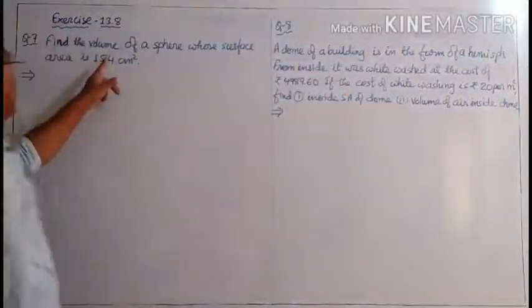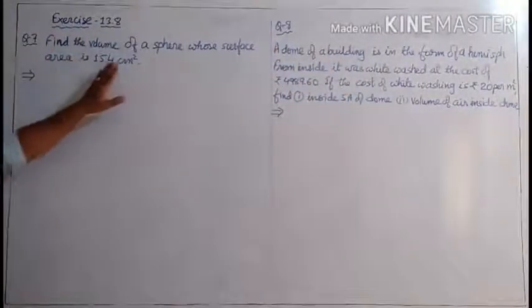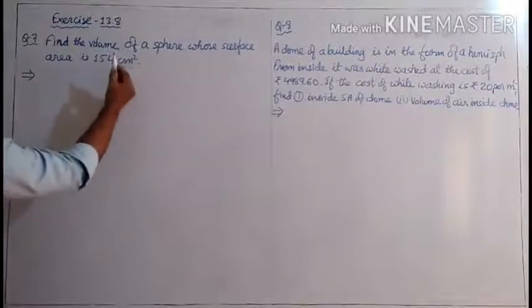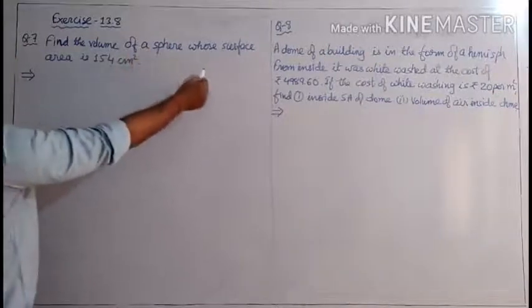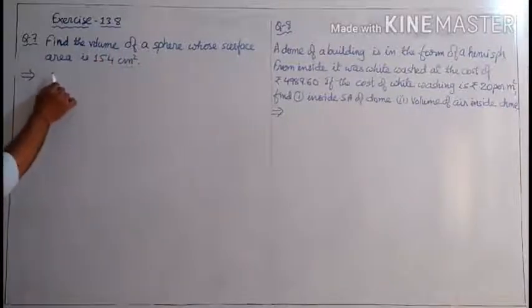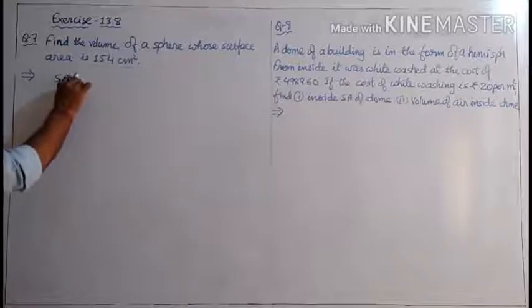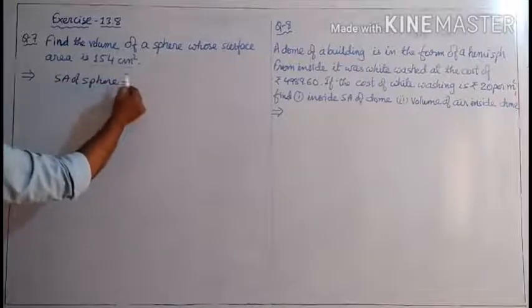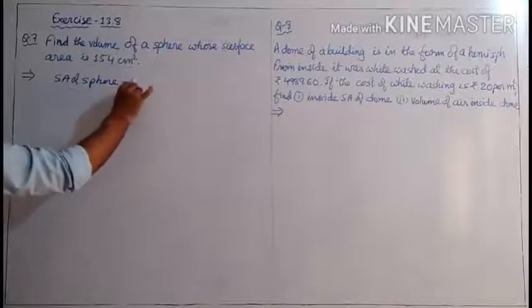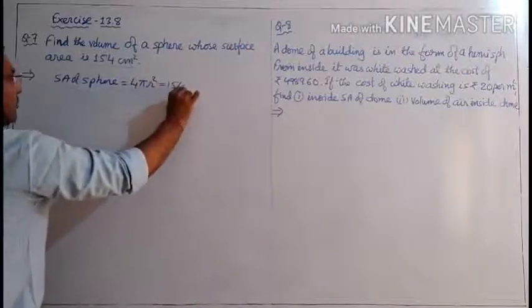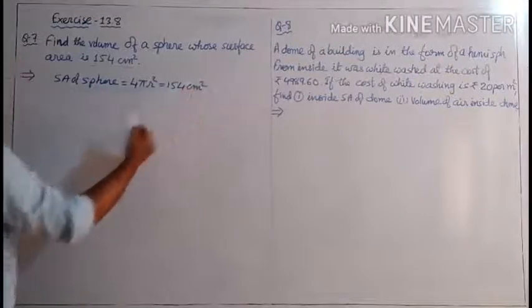So here we have to find the volume and here the surface area is given. So first of all, from surface area we will find radius and then we can find volume. So therefore here surface area of sphere is equal to, here the formula is 4 pi r square and that is equal to 154 centimeter square given.